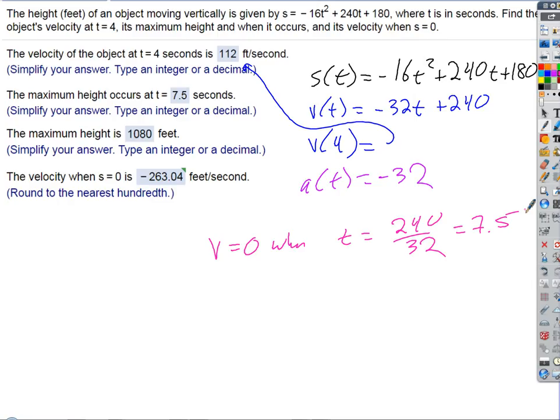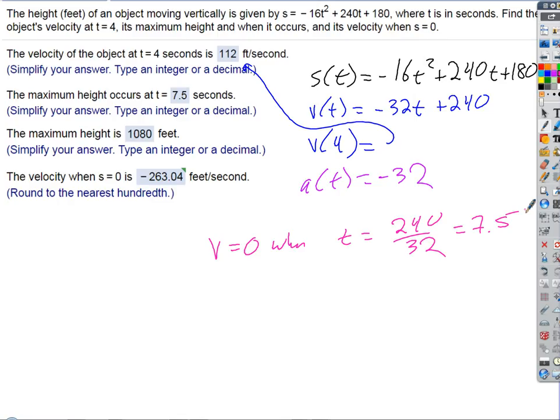So then, what would the maximum height be? If we're trying to calculate the maximum value, that would just be the original function. Yeah, plug it into the original, right? That would just be the second row on our table, if we made a table. Everybody agree? Okay.